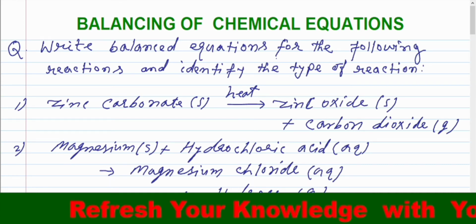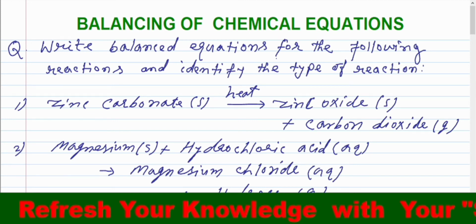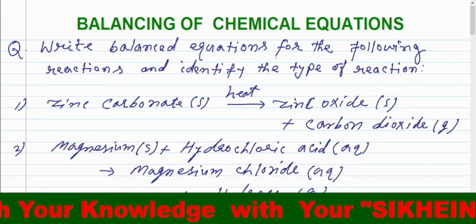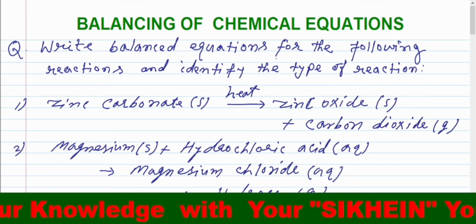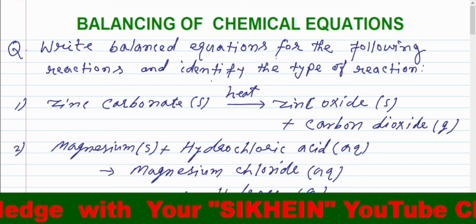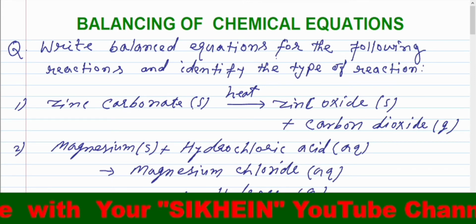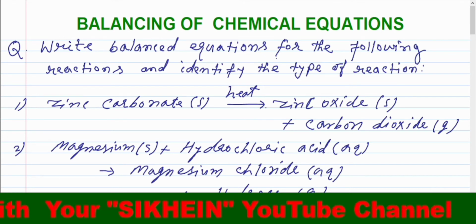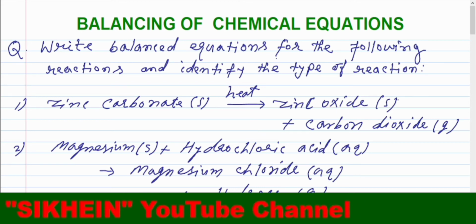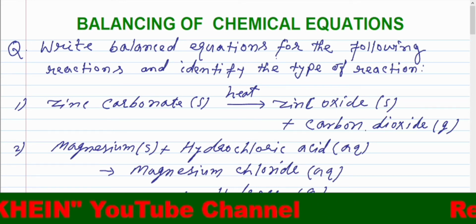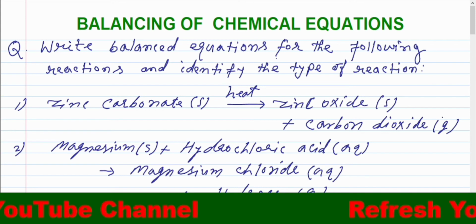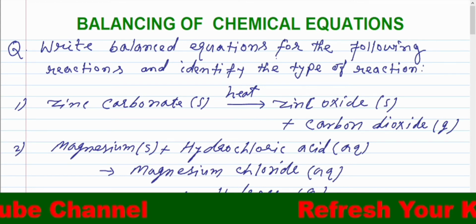I have taken few questions. So here first, write balanced equation for the following reactions and identify the type of reactions. Zinc carbonate, when it is heated, gives as a product zinc oxide in the form of solid and also gives carbon dioxide in the form of gas. That means it also liberates carbon dioxide.